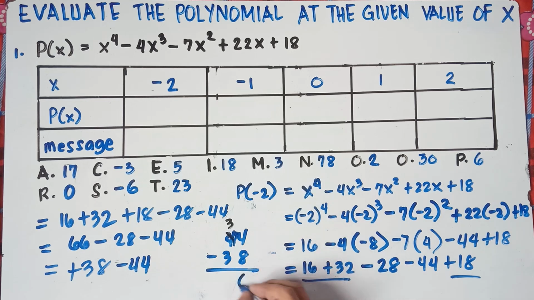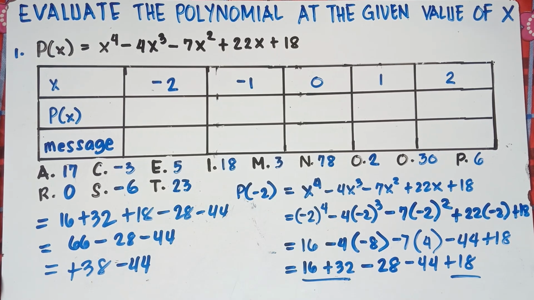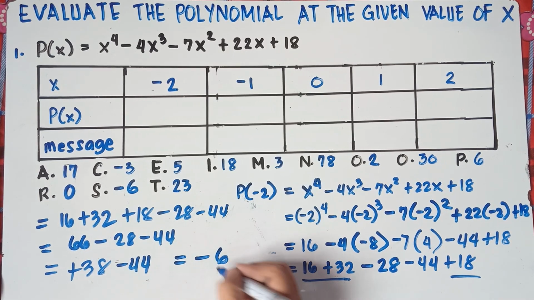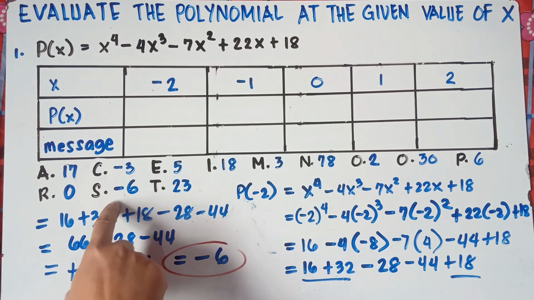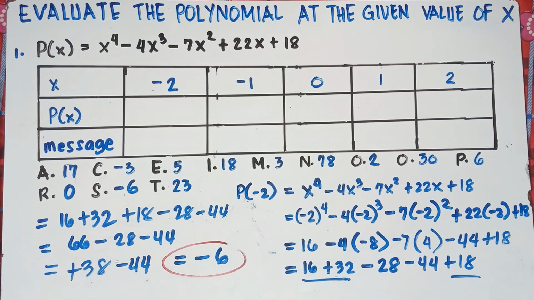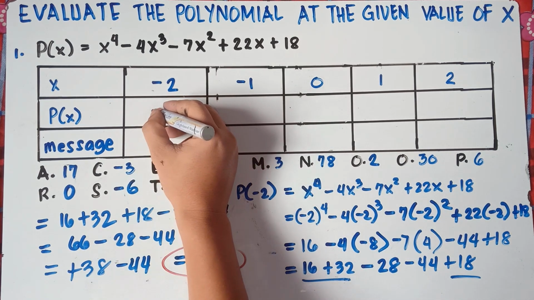14 minus 8 is 6. 3 minus 3 is 0. So we will be copying the negative sign, because 44 is greater than 38. So the answer is negative 6. Alright, so our answer is negative 6. Do we have negative 6 in our message for the letter? Negative 6. Yup, we have negative 6. That would be S.